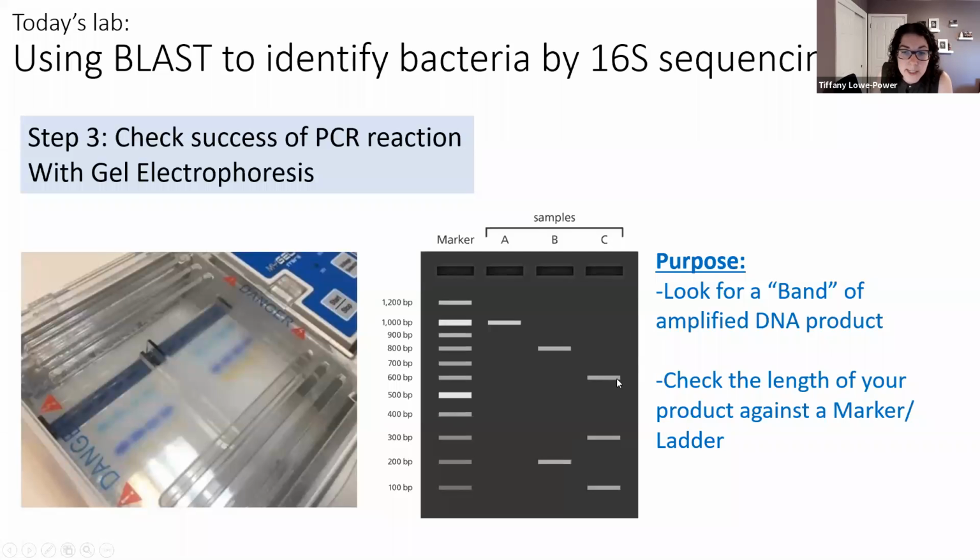So when you're looking at a gel, you always want to see, did you get a band? Did you expect to get a band? And if you got a band, what size is it? And is that the size you expected? Those are the questions you always want to ask yourself when you're looking at a DNA gel.